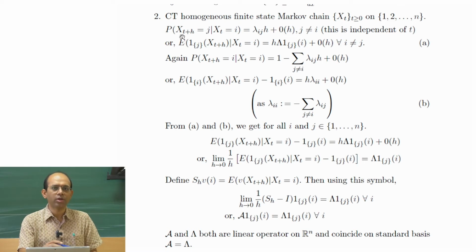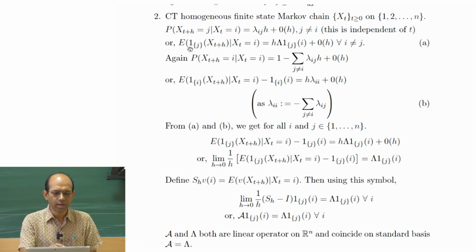So the probability of a random variable x belonging to A is the same as the expectation of the indicator function of A at x. So that is what we are using here. The probability that this is equal to j is the same as the expectation of this function of X_{t+h}: if it is in j, then it is 1, otherwise 0. So we are going to get this left hand side.